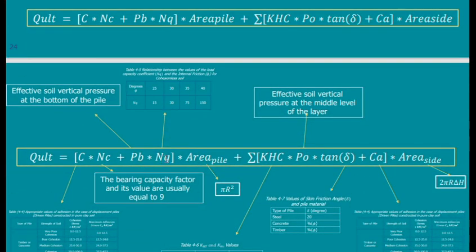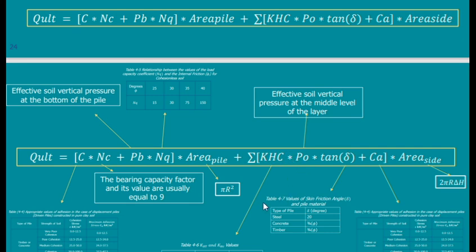So now I have NQ, and PB I calculated at the bottom of the pile. NC I get equal to 9, and C I get from the table showing C and CA. And then, this is the area of the pile, I can calculate it, and so on. I go to the next section. From the next section, I already know CA, and I already know P note. What is remaining is delta and KHC.